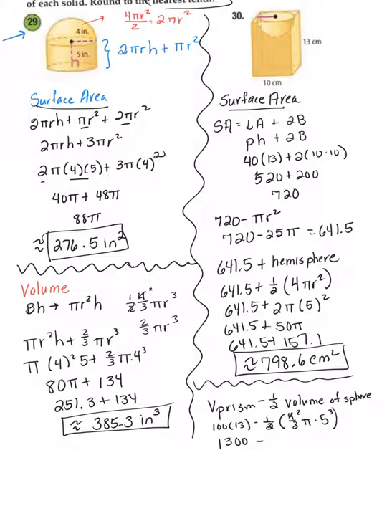I wish you could see my calculator entries as I do this. I don't know a way to do that yet on my iPad. So I'm getting 261.8. So let's subtract 1,300 minus 261.8, and that gives us 1,038.2 cubic centimeters. Okay, and that's those 3 problems. I hope that helps you out, and please let me know if you have any other questions. Thank you.